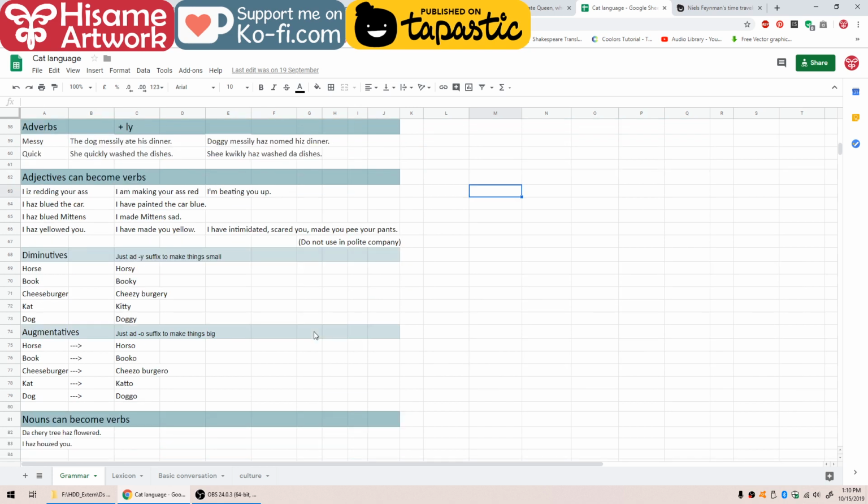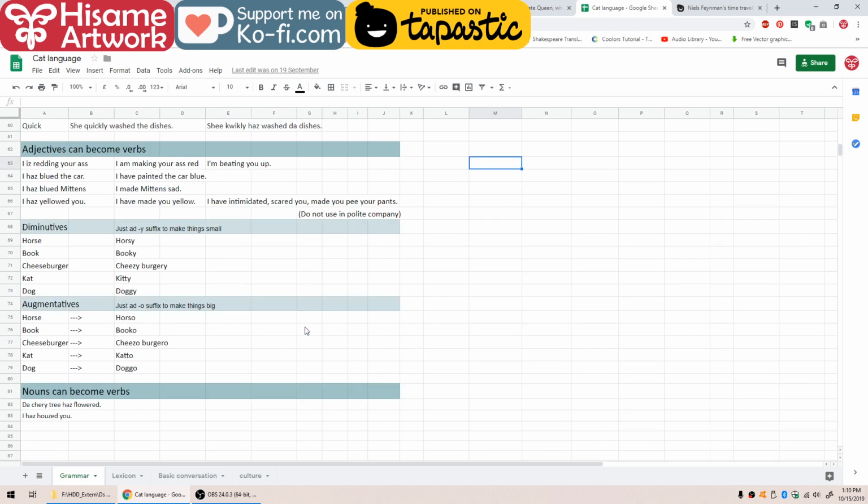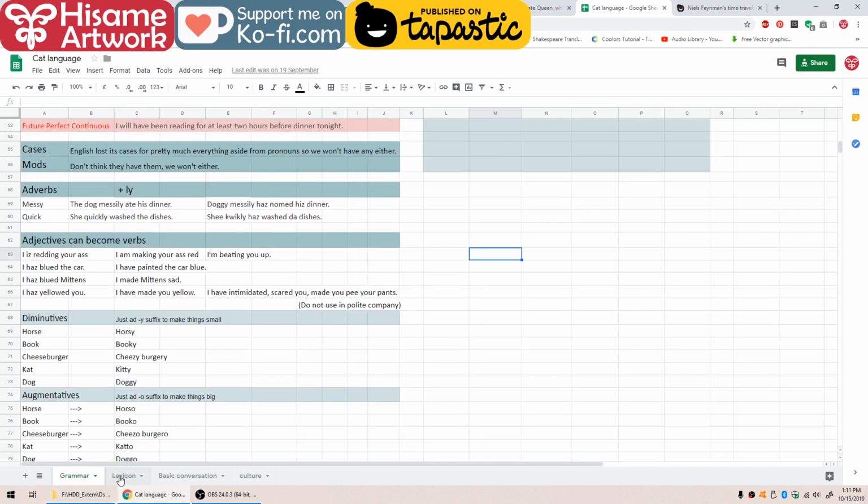I've given some examples. For diminutives, horse is gonna be horsey, book is gonna be booky, cheeseburger is gonna be cheesy burgery, cat is gonna be kitty, and dog is gonna be doggy. And if you wanna make it bigger, so augmentatives, horse is gonna be horso, book is gonna be buko, cheeseburger is gonna be cheeso burgero, cat is gonna be cato, and dog is gonna be doggo. So I've taken things that already existed in lol speak and in memes and tried to make them standardized in a language.